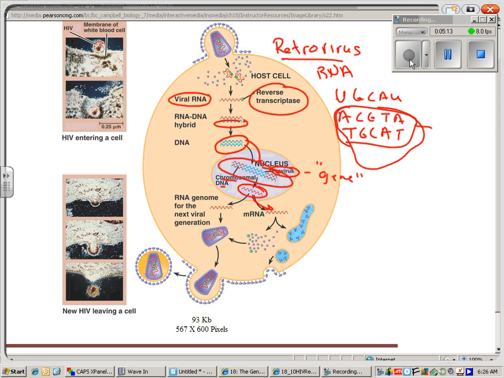So it makes messenger RNA. Messenger RNA leaves the nucleus and goes to the ribosome. The ribosome puts together HIV virus with its own RNA, and voila, you have a virus factory. Kind of a little parasite.